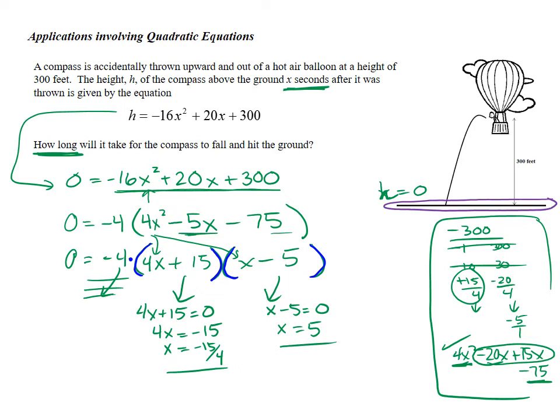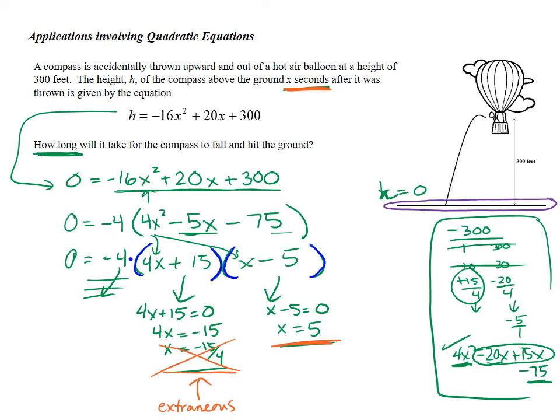Now, what was x in this problem? A little reminder, x was the seconds since the compass has been thrown out of the hot air balloon. When we talk about time, it doesn't make sense to have a negative. So this becomes what's called an extraneous solution. It actually works algebraically, but it doesn't work in the context of the problem. 5, though, is a positive 5. It makes a lot more sense. 5 seconds later, the compass has hit the ground.